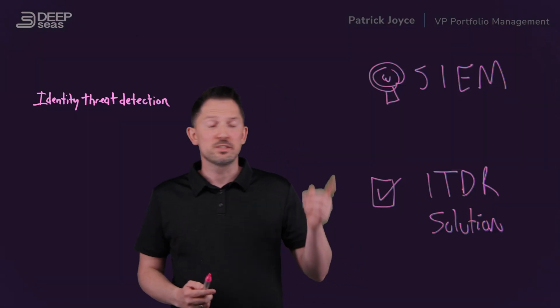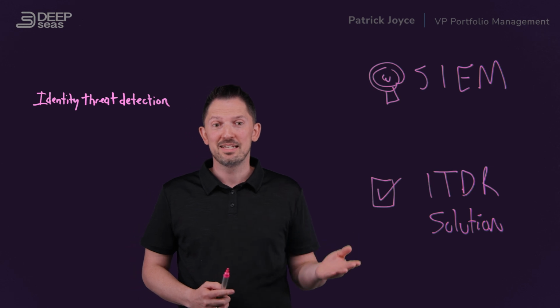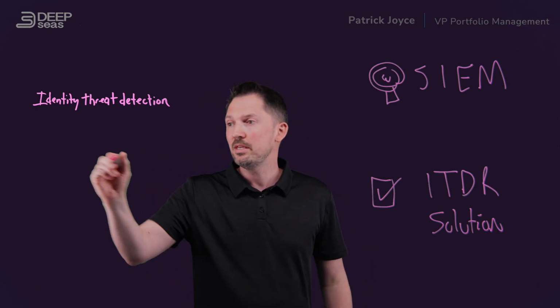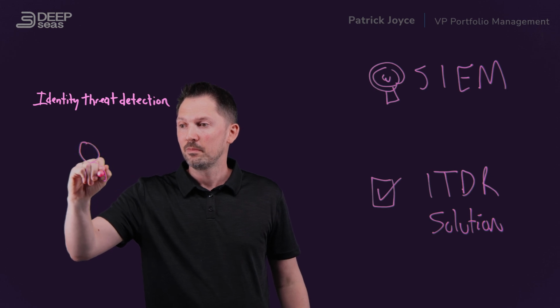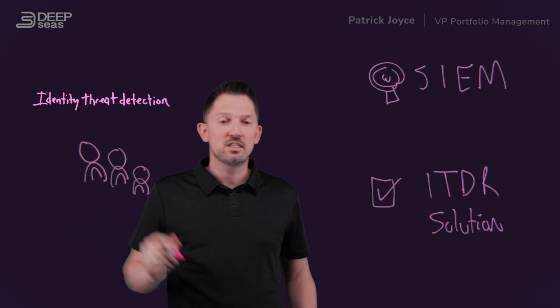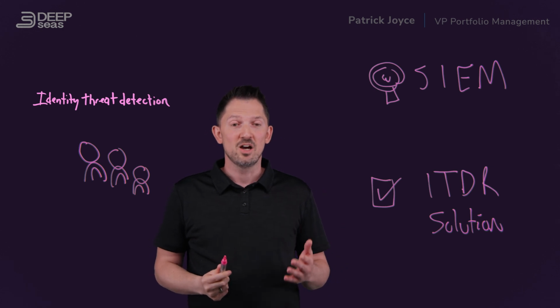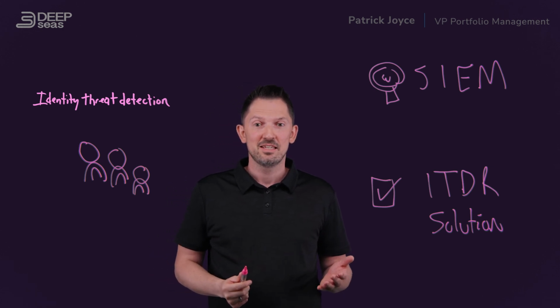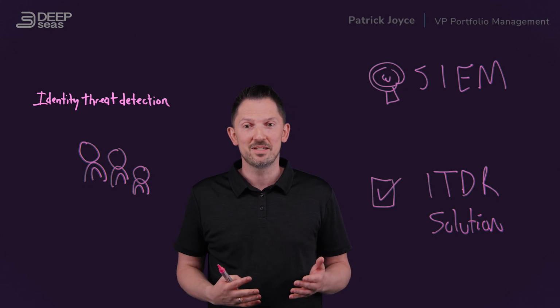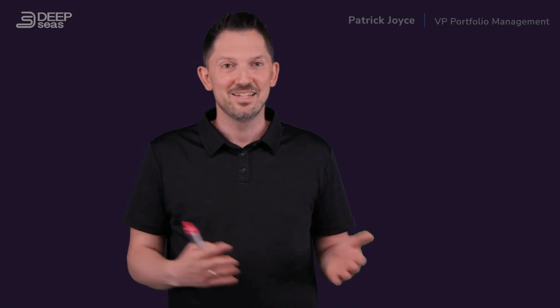Now, whether you choose a SIEM or whether you select an ITDR solution, you're going to need a team. You're going to need people. And you want this team to understand the context of identity threats. And ideally, you need this team to be available 24 hours a day because the attackers never rest. Actually, they prefer to attack you at night and on the weekends to catch you off guard.